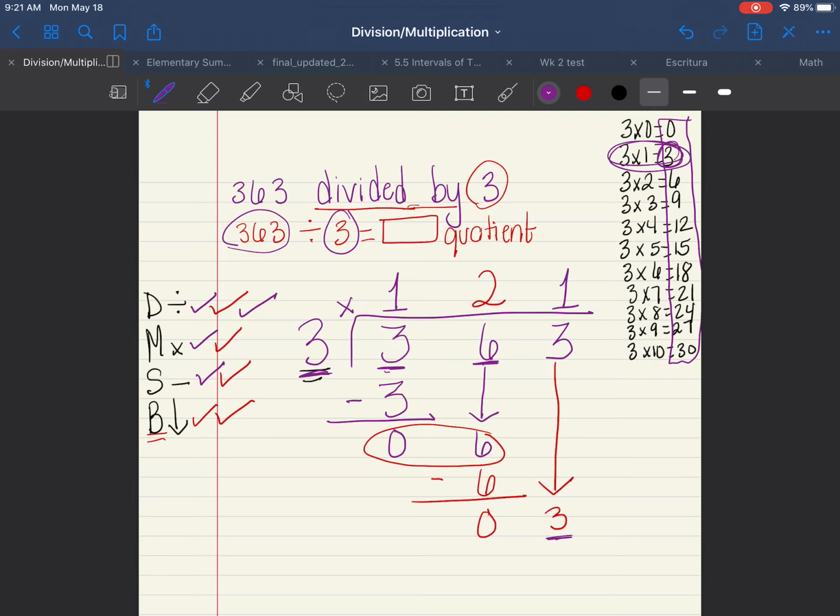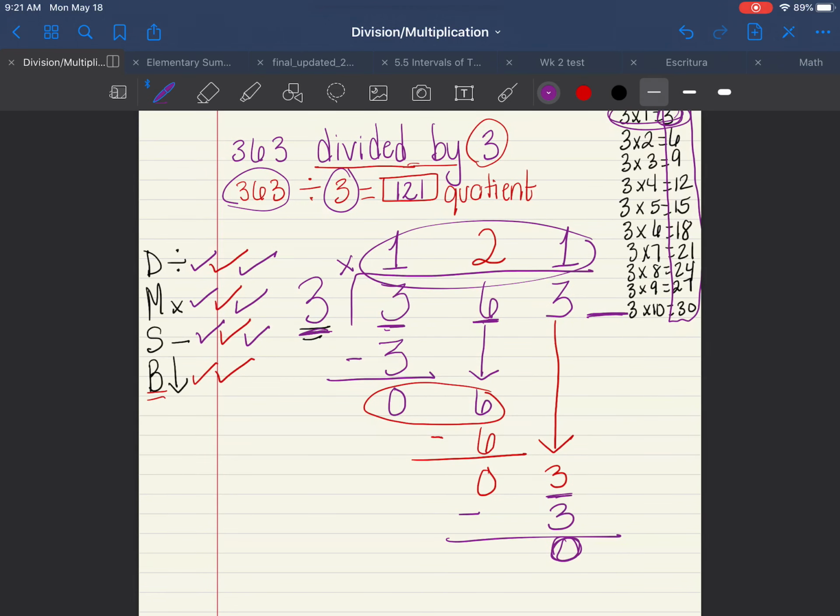Okay, so I'm going to go back and divide. Can the 3 go into the 3? Yes, it can, 1 time. So I'm going to put 1. Multiplying 3 times 1 equals 3. Subtract 3 minus 3 equals 0. Bring down. Is there anything else to bring down? No, there isn't. So that means my quotient will be 121.